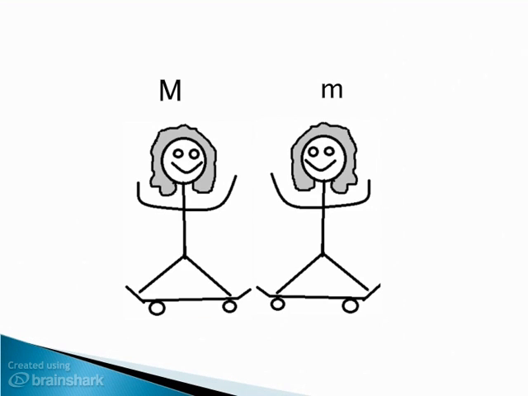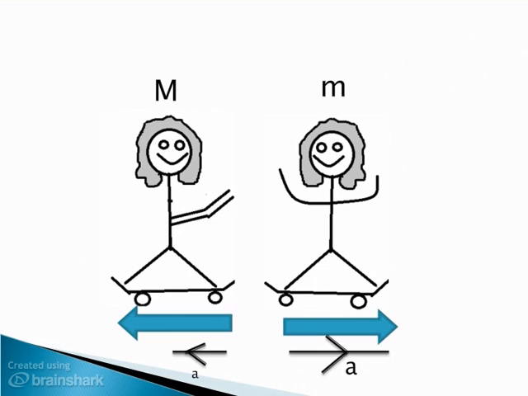Another example of where you can see this is if we had two people on different skateboards of different mass. When one pushes the other, they will both move back, and due to Newton's third law, they will receive the same force in opposite directions. But due to the difference in mass, they will move away from each other at different accelerations proportional to their mass.